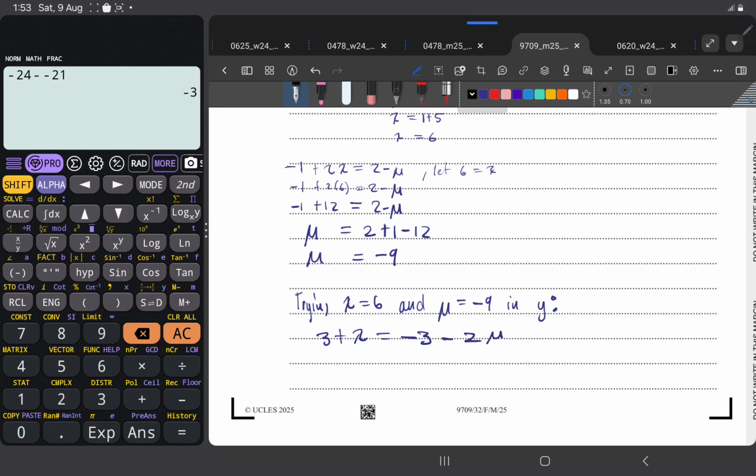Now we are going to feed the values which we got. So we'll say 3 plus 6 is equal to minus 3 minus 2 by negative 9. Am I going to get the same answer? This is 9. Is it equal to minus 3 minus 2 times negative 9, which becomes positive 18, minus 3? That's 15. 9 is not equal to 15. So I can say 9 is not equal to 15. Therefore, the lines do not intersect.